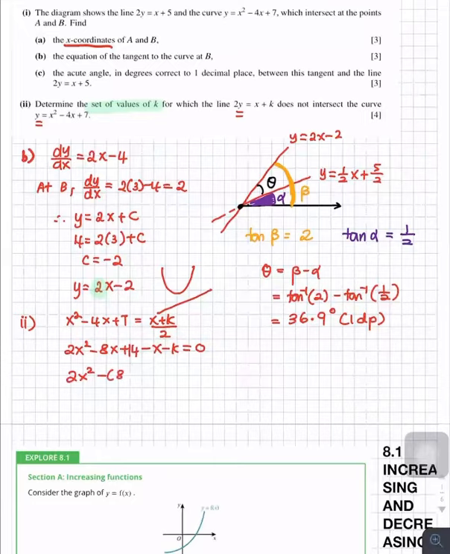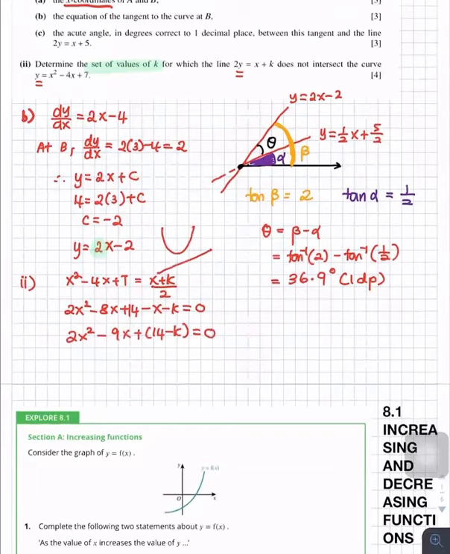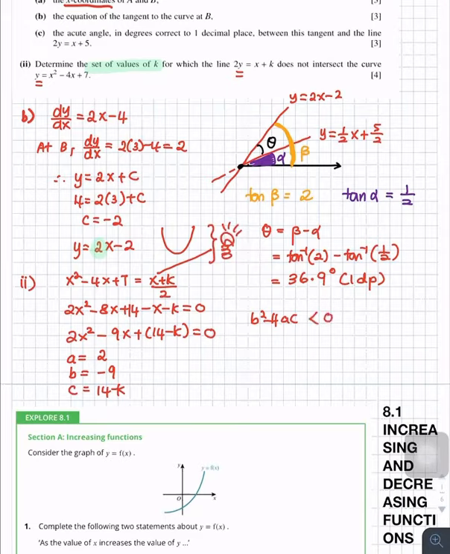Oh, minus 9, yeah. Okay. Ivy, help here. What is my A value, B value, and C value, Ivy? A is 2. B is -9. C is 14 minus K. Okay, good. So now we do B squared minus 4AC. Will I do less than or more than or equal, girl? What is the idea of discriminant here? Less than. Good job. Substitute, find the solution, done.